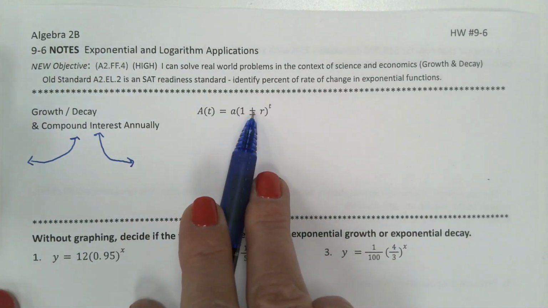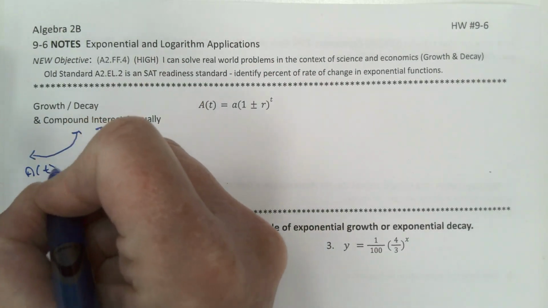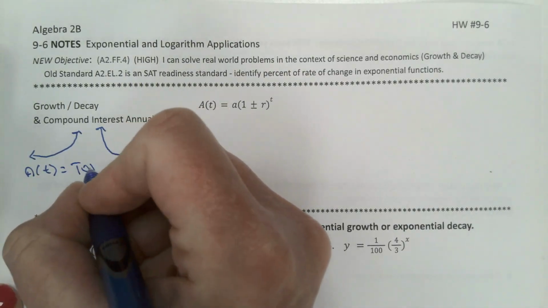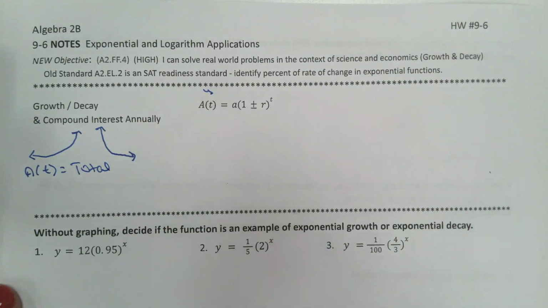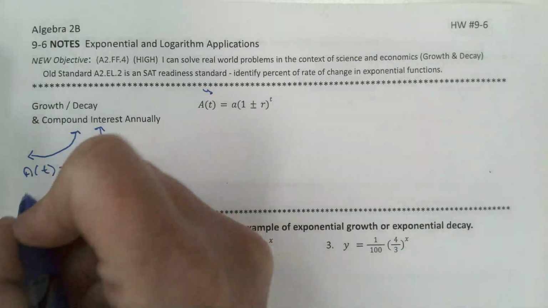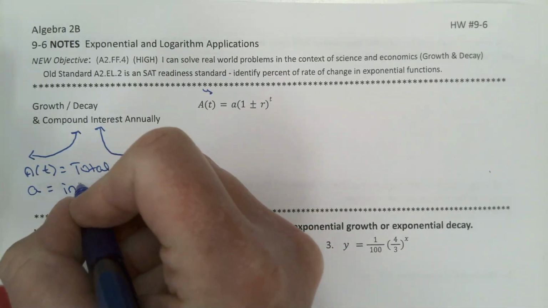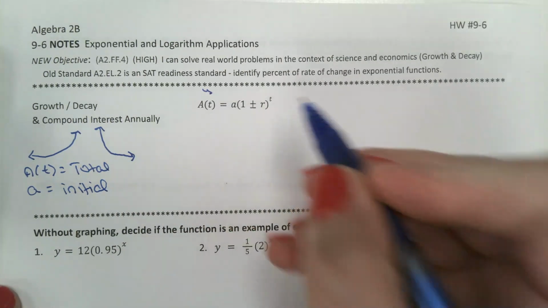So we have this formula here for exponential growth. And let's tell you what these variables are. So A of t is the total. That's kind of like y, except that we're writing it in function notation. Your lowercase a right here is your initial amount. We have plus or minus r.